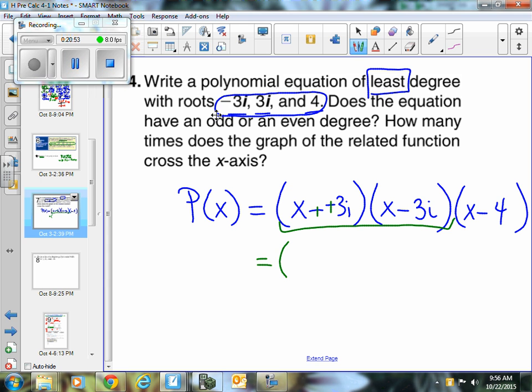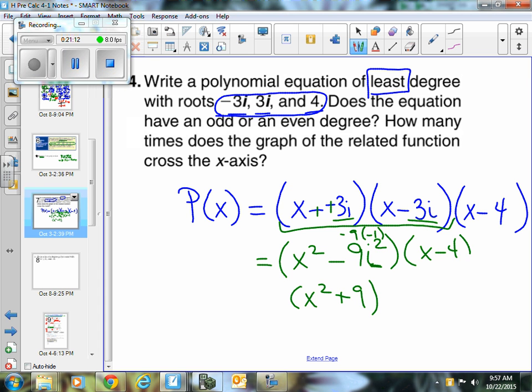So that's going to make it a lot easier to multiply together. I would get x squared. The insides and outsides would cancel, and then we get minus 9i squared. Be really careful when you multiply those last together. Now, what is i squared the same as? It's a negative 1. So a negative 9 times a negative 1 is going to end up being x squared plus 9. All right, and we're going to multiply that by x minus 4.